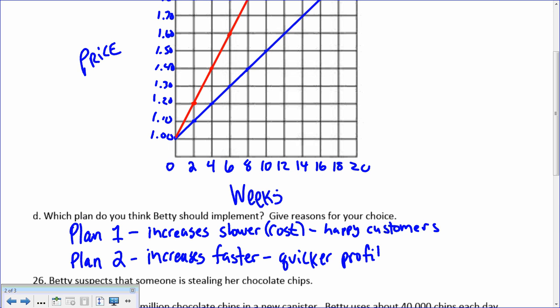Now, again, this is pretty much an opinion question. Only time will tell. I mean, obviously, this is a fake scenario, but her customers would be the judge of which plan was better, right? If she doesn't lose very many or at all, depending on what she implements, then it was a good plan. If she loses a few, then she should have gone with the other one.